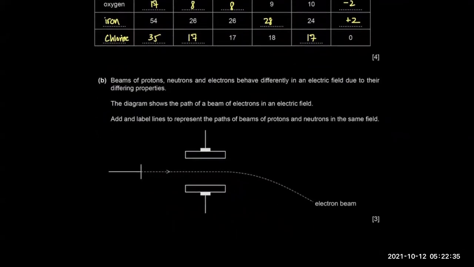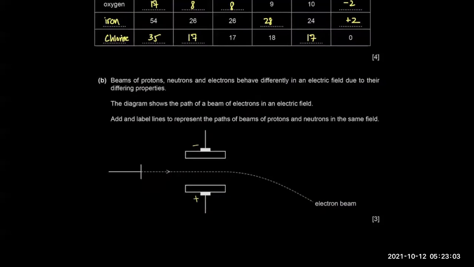Beams of protons, neutrons, and electrons behave differently in the same electric field, right? So they've shown us the electron beam. What's the positive terminal? What's the negative terminal? If I was to ask you the plates ke charges, which plate is positive? Niche wali ki upar wali? Which is the positive plate? Down, right? So this is the positive plate, this is the negative plate.